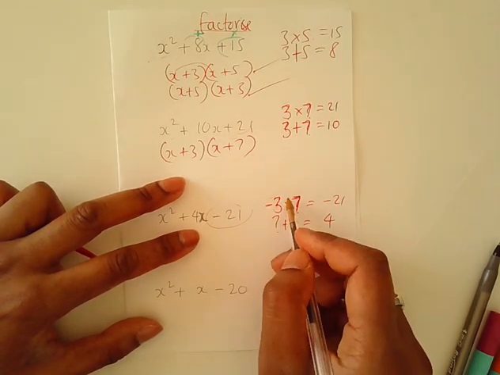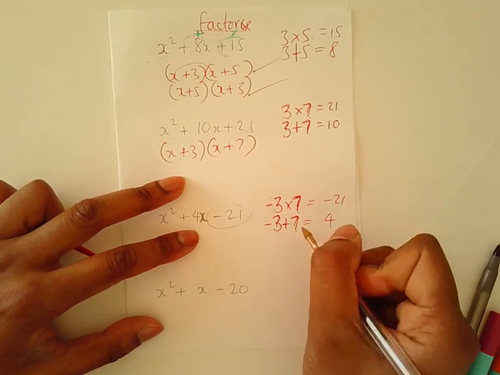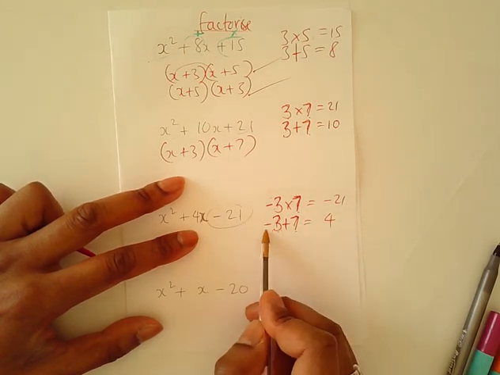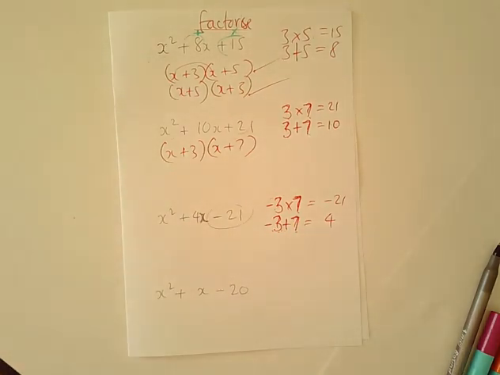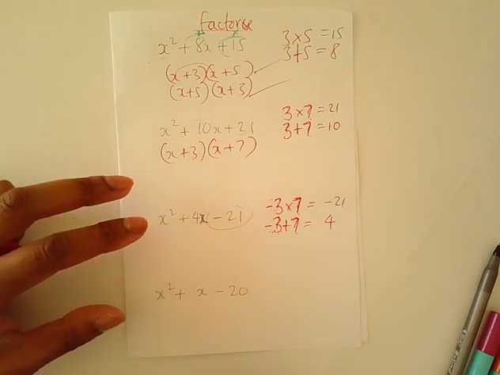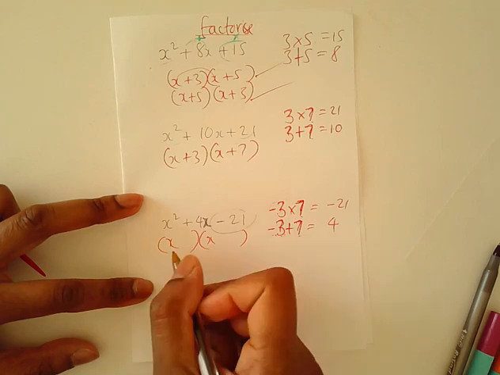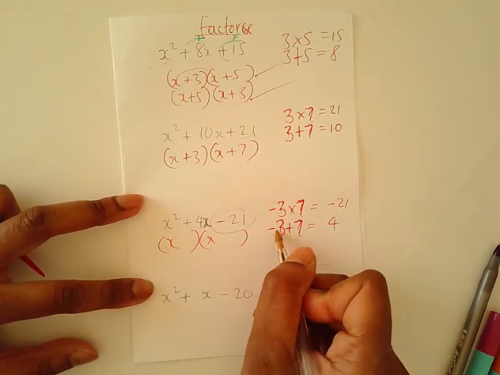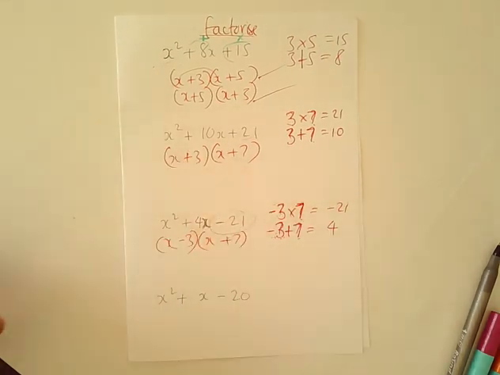But let's see if that works when you're adding them. Negative 3 add 7, think about the number line. So when you're adding and taking away numbers, you think about the number line. Negative 3 add 7 does give you 4. So that's what we're going to use in our double brackets, the negative 3 and the 7, or you can put them the other way around if you want to.